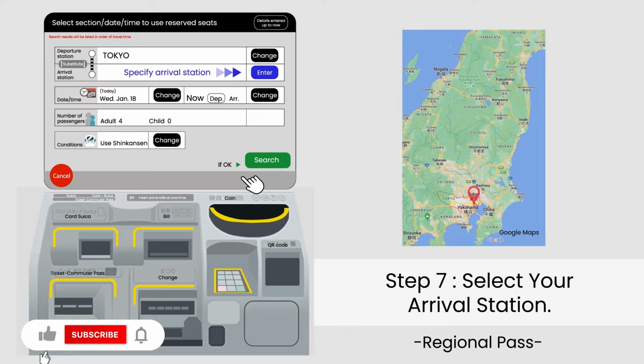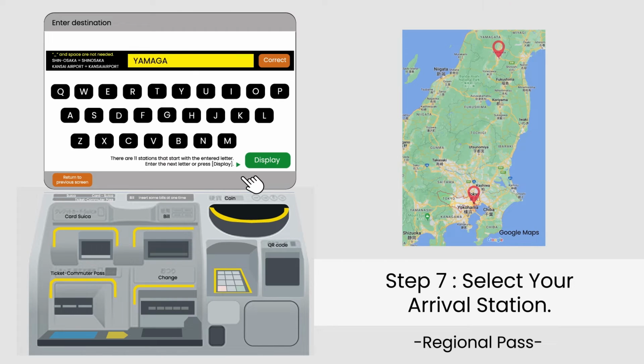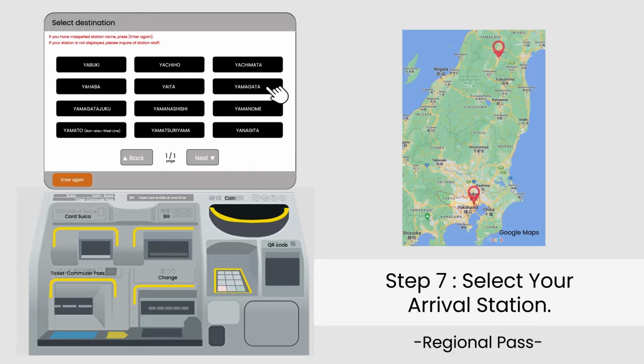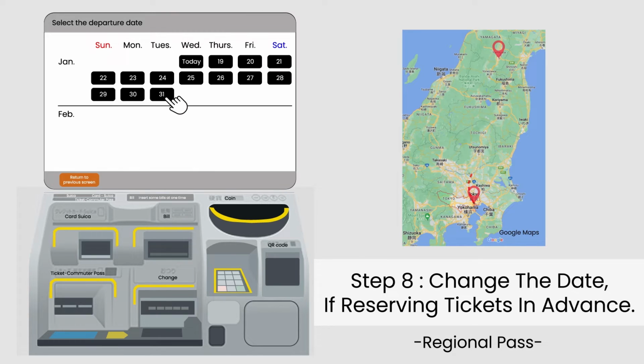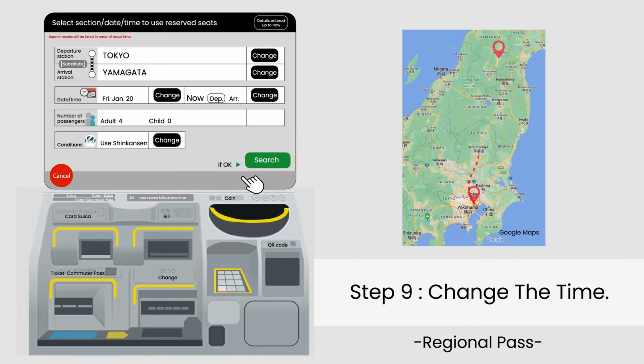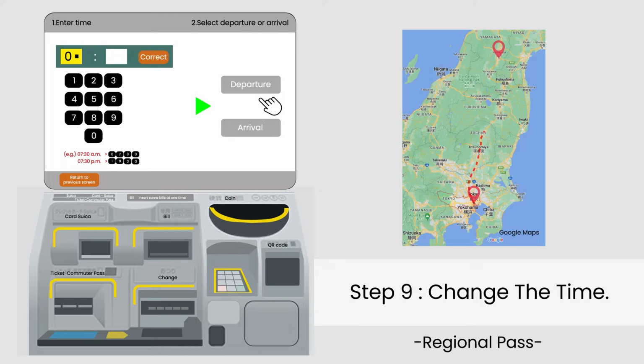Step 7. Select your arrival station. To specify your arrival station, select the Enter button on the screen. Enter the name of your preferred arrival station. Step 8. Change the date if reserving tickets in advance. Select the Change button and then choose your preferred date from the available options. Step 9. Change the time. Select the Change button and enter your preferred time for either your departure or arrival station.